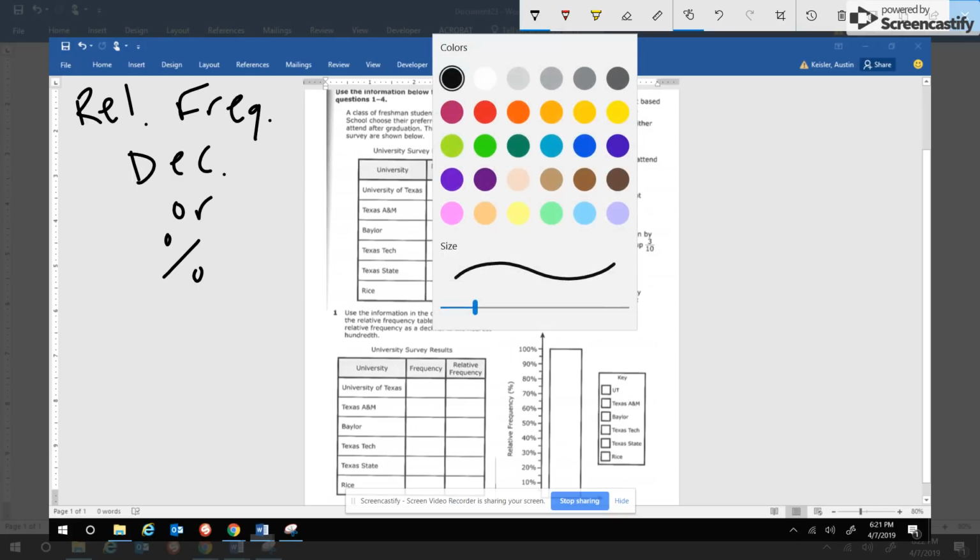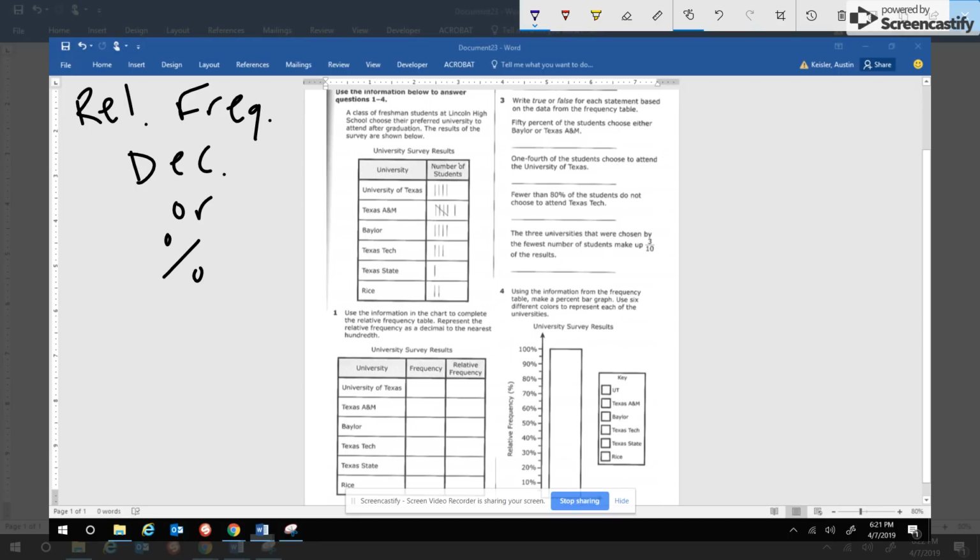We're just going to go down the list, and we can see University of Texas was picked 4 times, so I'm just going to put a little 4 right there. Texas A&M was picked 6 times, so I'm going to put a 6 there. Baylor 4, Texas Tech 3, Texas State 1, and Rice down here at the bottom is 2. So those are all our frequencies.